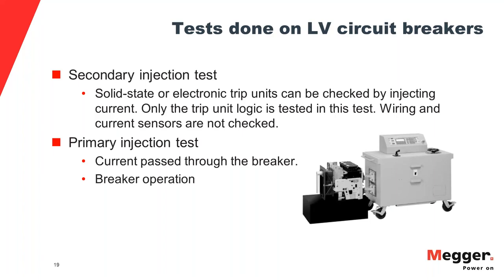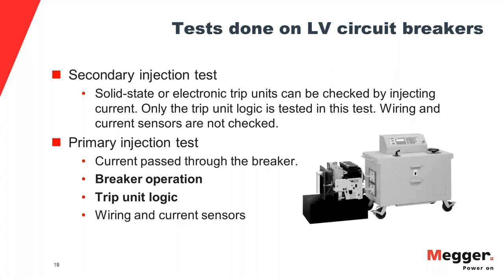So when you do a primary injection test, you check the breaker operation and you check the trip unit logic, because you're measuring the trip times and making sure that they are within the tolerance limits given in the time current curve for the trip unit. You're also checking the wiring and current sensors. So this is what I call a complete test.